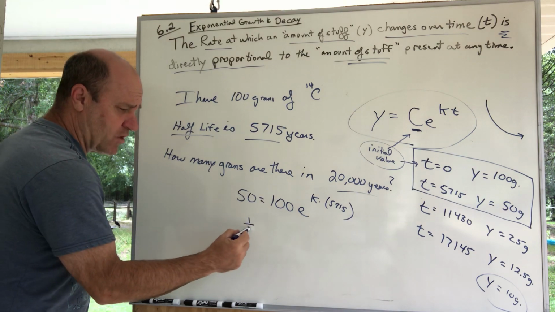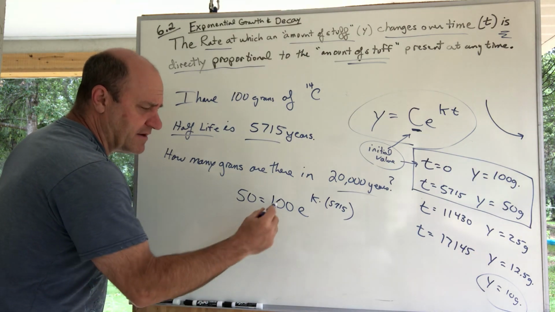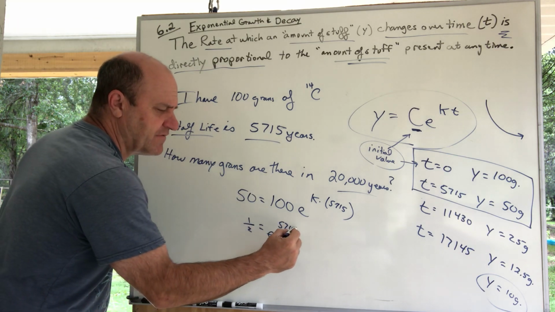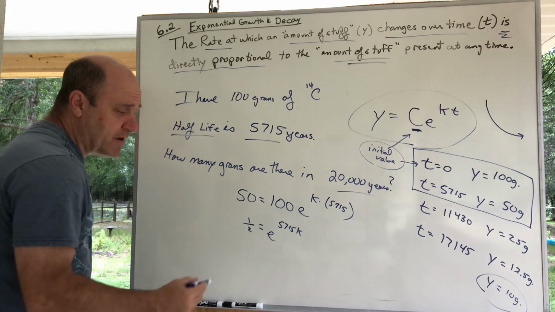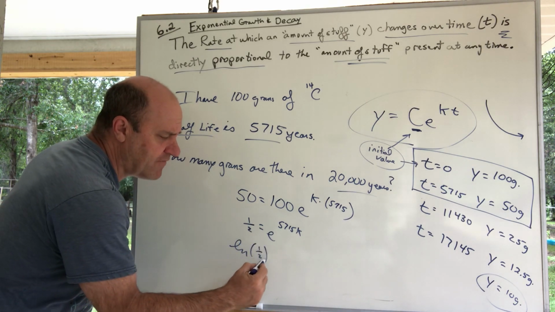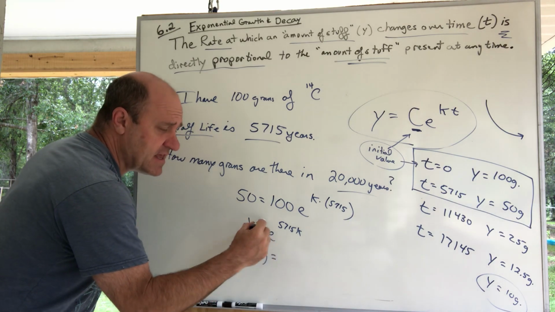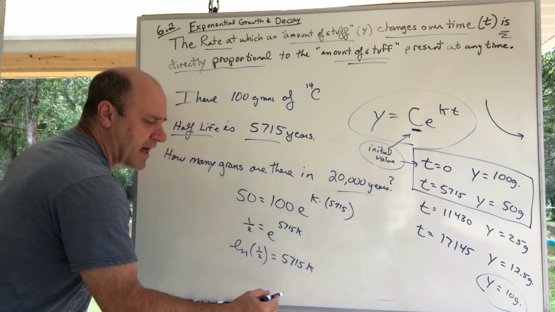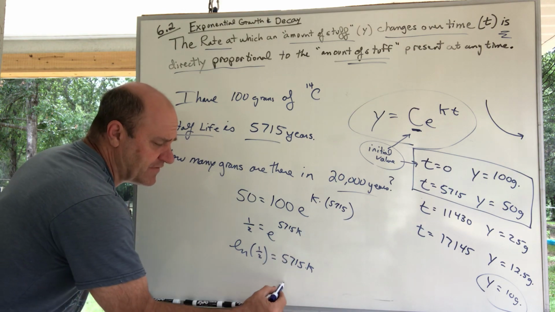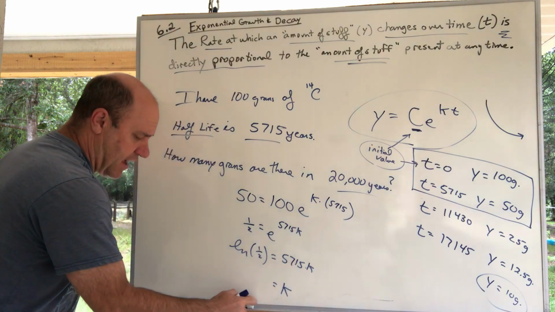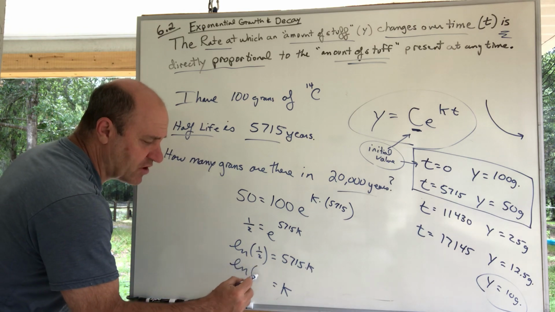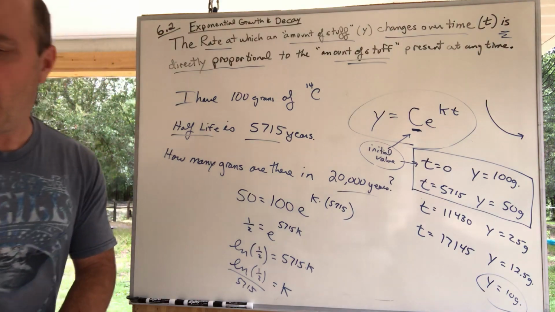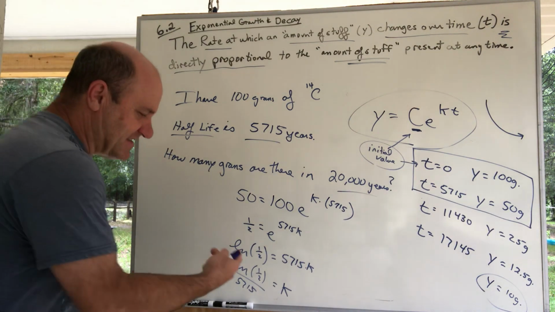And so I can do a little math here and find k. Divide by 100, that's 1/2. So 1/2 equals e to the 5,715k. Take the natural log of both sides. The natural log of 1/2 equals the natural log of the e, which cancels out, and you get 5,715k. You divide by that 5,715, and so k is this number. We got this by knowing it's the natural log of 1/2 divided by 5,715. You might want to just leave it as that number.